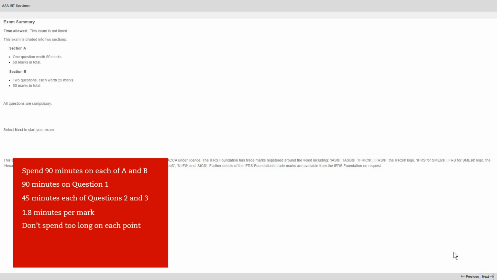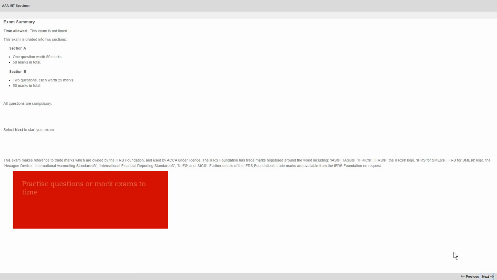This leaves you with 15 minutes to skim the requirements briefly at the start and then either have some time available as a buffer at the end or as additional reading and planning time for question 1. We suggest that the best way to get your timing right is to practice questions or mock exams to time, so that when you come to the real exam, it comes naturally to you.